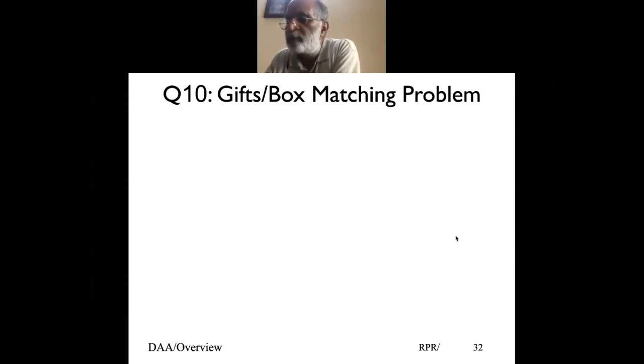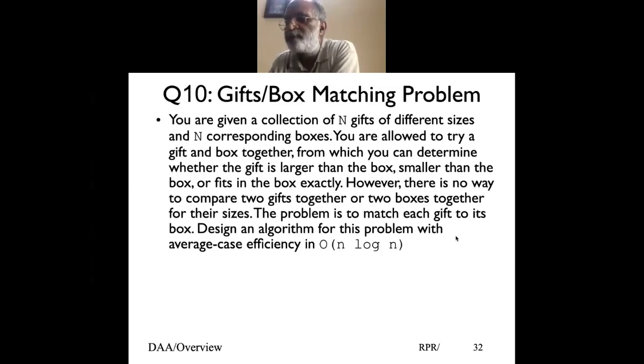Next was called the gift matching problem. This is a variation of quick sort. Basically, you're given n gifts and n boxes, and we are guaranteed that each gift fits in exactly one box. The job is to match them. The question asked for order n log n.